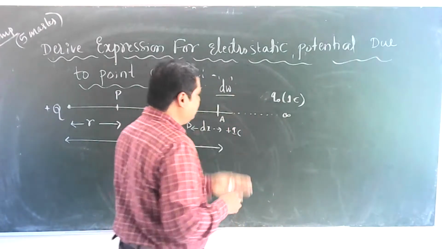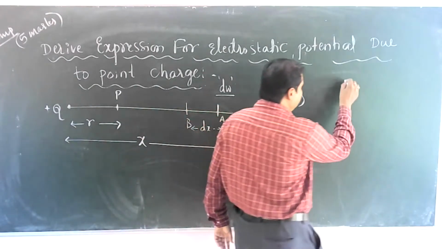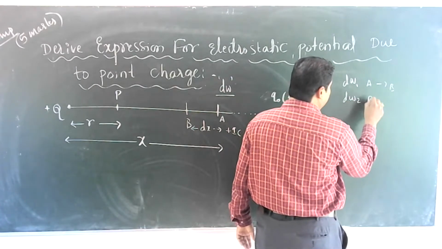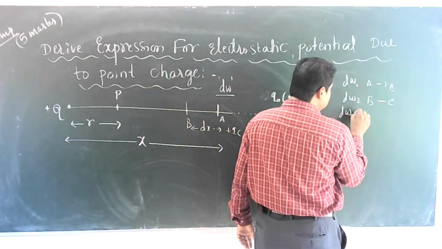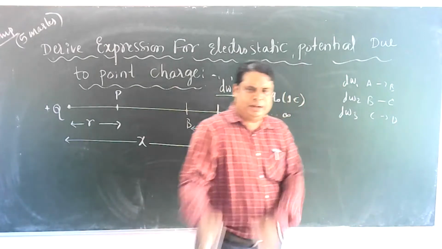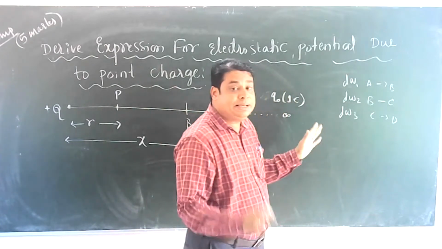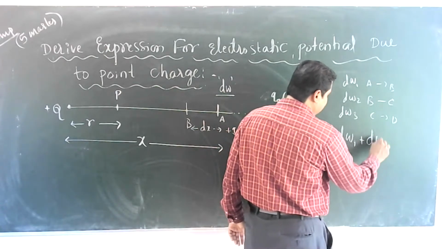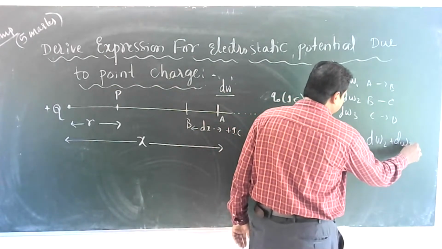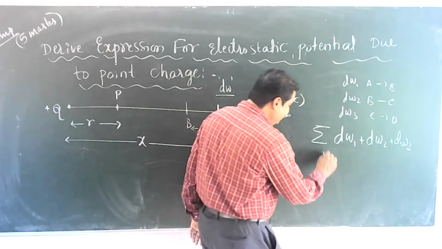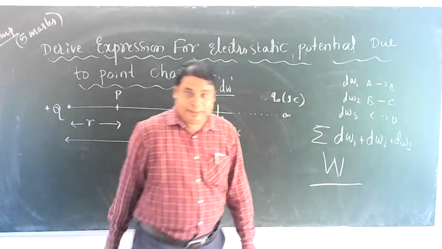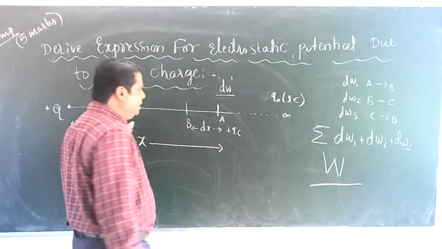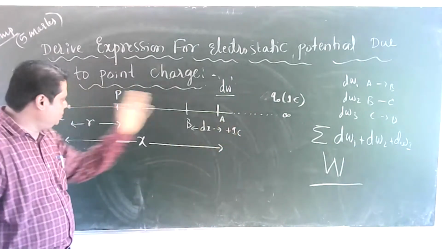We do not know how many works there may be. A number of works: dw1 from A to B, dw2 from B to C, dw3 from C to D. So you do small small works like this, and finally you sum them. Summation of all these works, dw1 plus dw2 plus dw3, what do you get then? You get net work done, total work done in bringing that unit positive charge from A to B, or say infinity to P, whatever it may be, infinity to P.